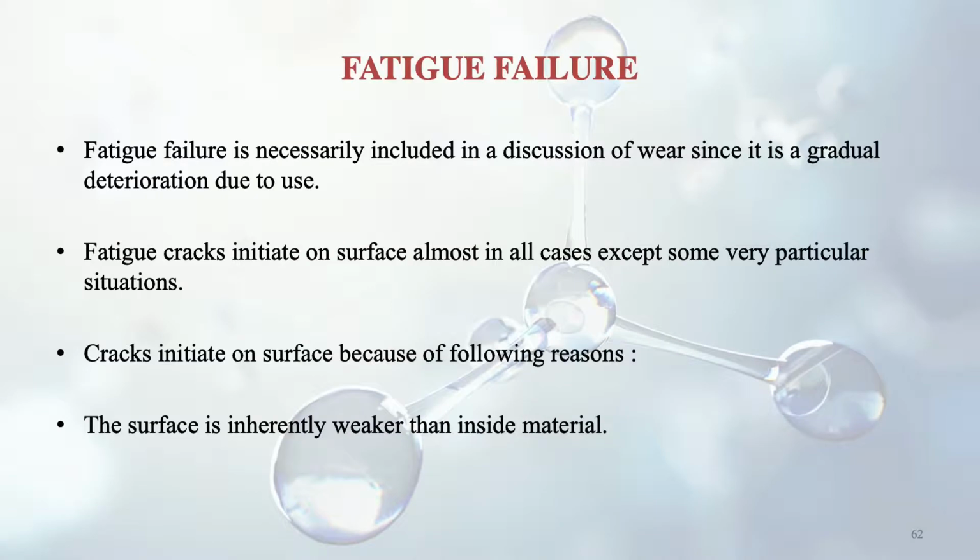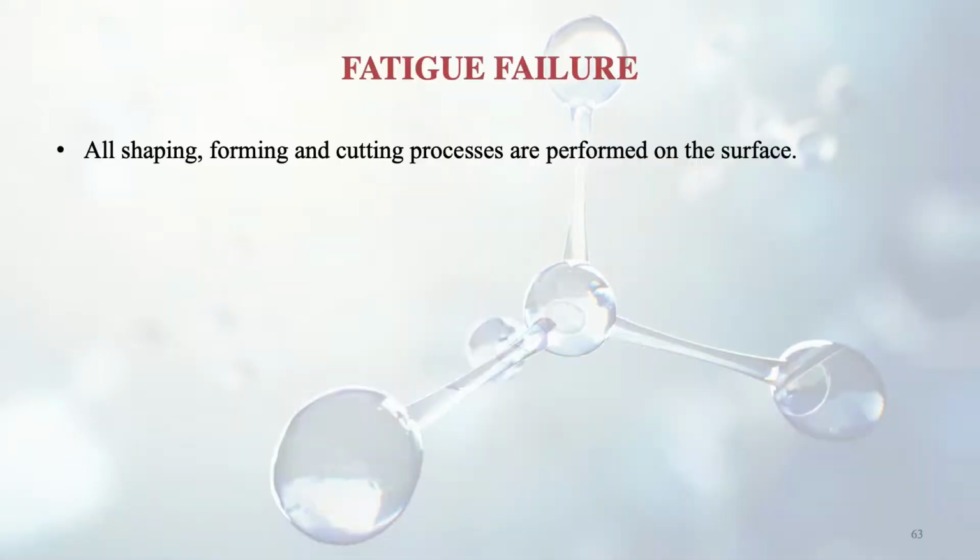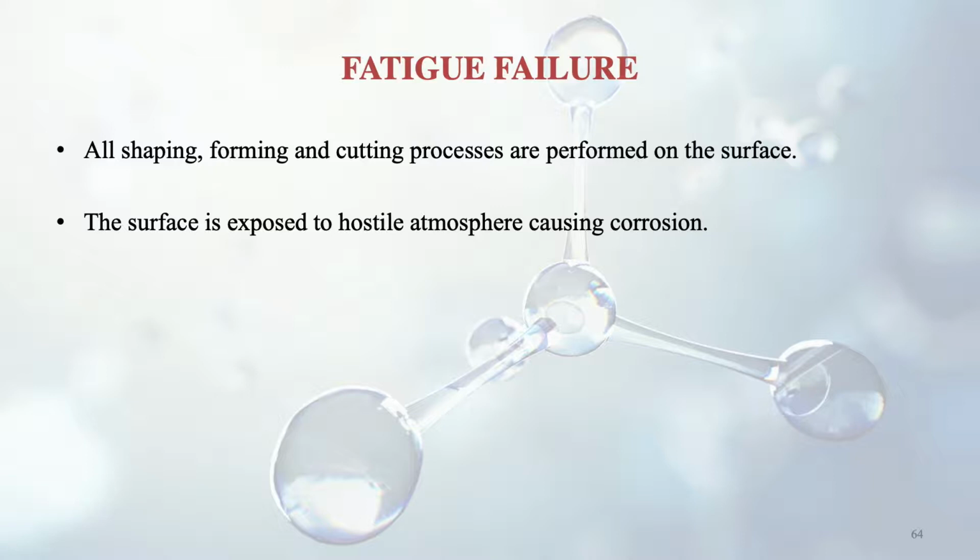They are as follows. The surface is inherently weaker than the inside material. We know that because these atoms and molecules are not being pulled together from all sides, only from the bottom side they are getting pulled. All shaping, forming and cutting processes are performed on the surface. So all kinds of processes that take place are also on the surface. That means this portion is the one which is getting exposed to any kind of deformation or damage. Then the third one, the surface is exposed to hostile atmosphere causing corrosion. Yes, all the chemicals and everything can cause damage to the surface. And then material is also handled from the surface.